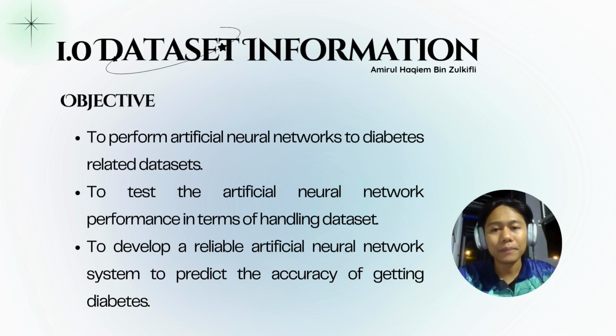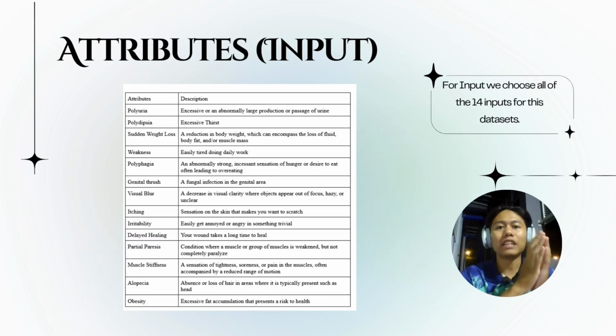Okay, now we will be talking about the objectives. There are three main objectives. Number one is to perform an artificial neural network on diabetes related data sets. We will be using the diabetes data sets that we get on Kaggle. Next is to test the artificial neural network performance system in terms of handling the data set in Google Colab. And lastly is to develop a reliable artificial neural network system to predict the accuracy of people getting diabetes.